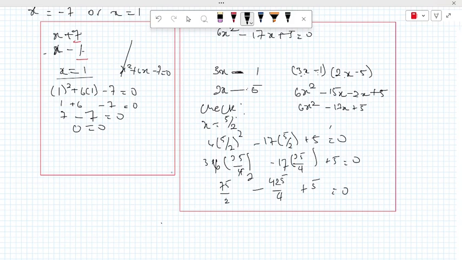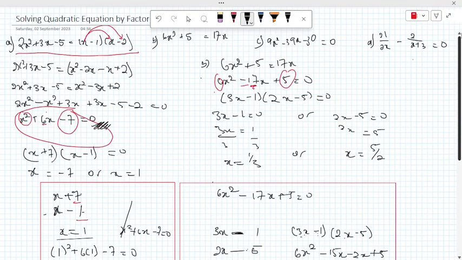I'm not sure about my answer. I think maybe I made a mistake. I think there's something I might have done wrong. Let's go back, because the answer doesn't equate to 0. Let's check here. What did I do wrong?